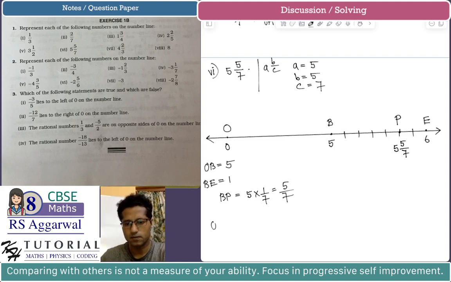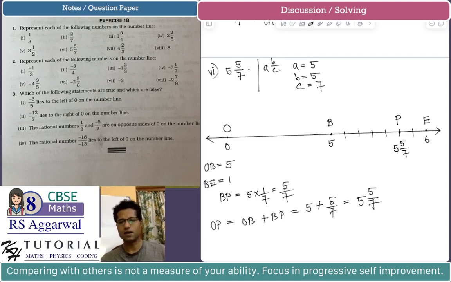So OP will be OB plus BP, and OB we already know is 5, and BP is 5 by 7. So this essentially means 5 and 5 by 7. So hence we have marked the rational number 5 and 5 by 7 as the point P on the number line. I hope it is clear.